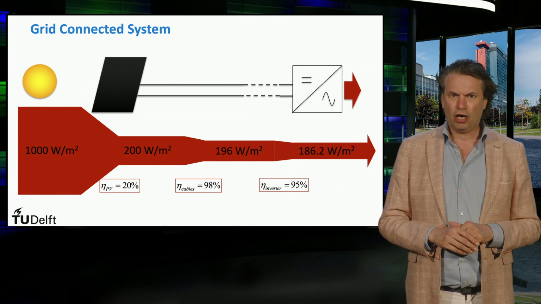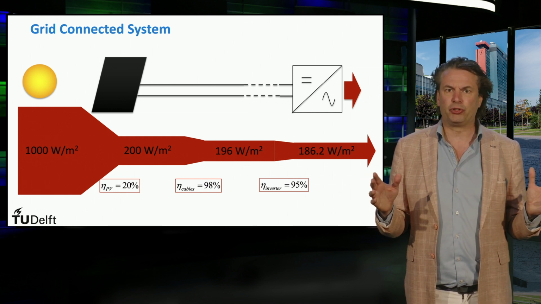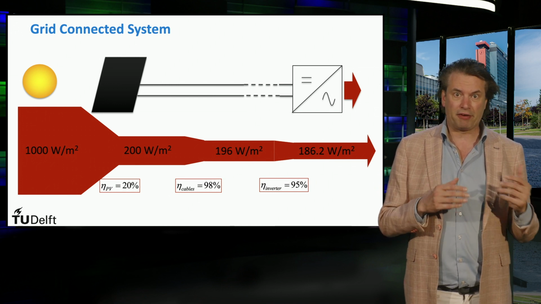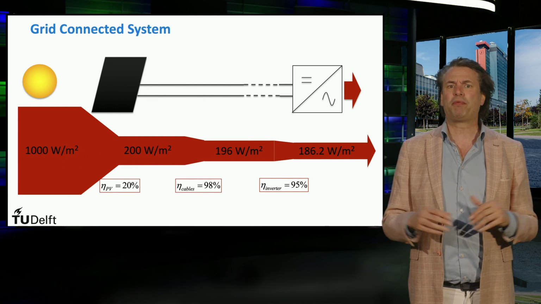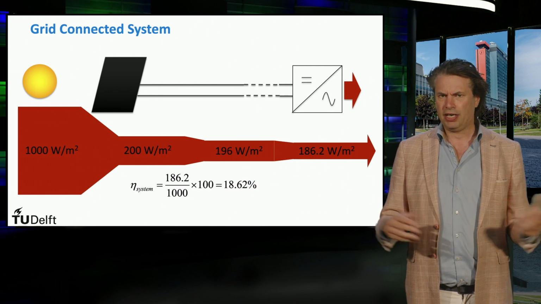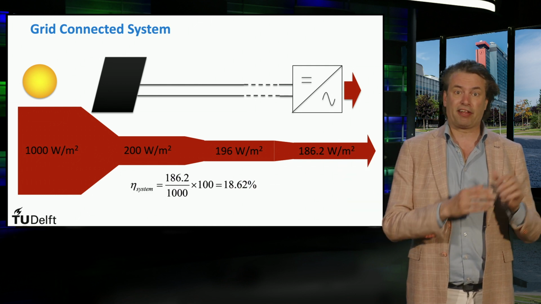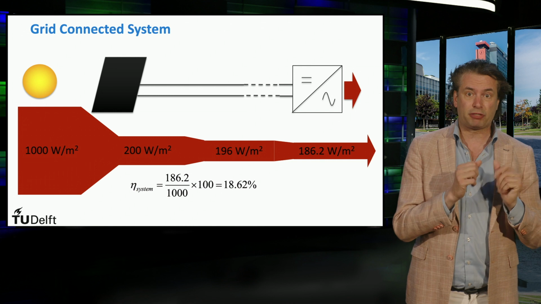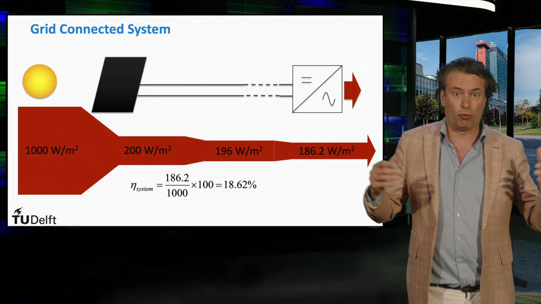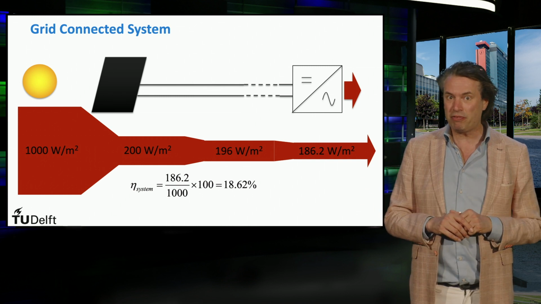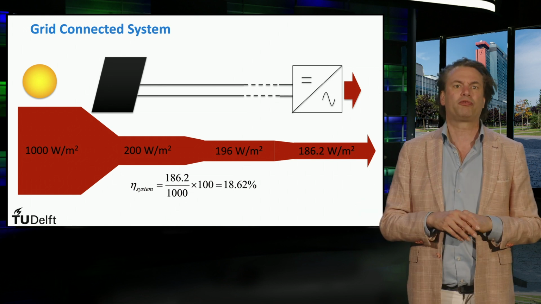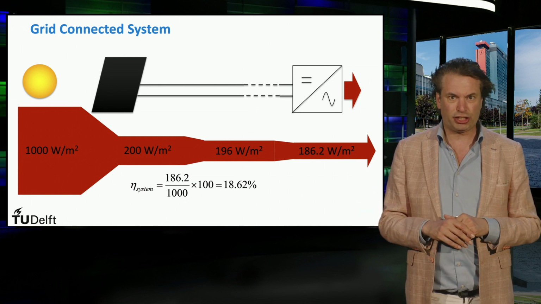Assuming a lossless exchange at the distribution panel and a negligible dissipation in the cables carrying AC power, we get an overall PV system output of 186.2 watts per square meter. This means that the incoming irradiance at 1000 watts per square meter is processed by the PV system to give 186.2 watts per square meter. In other words, the overall system efficiency is 186.2 divided by 1000 watts per square meter, which is 18.62%.